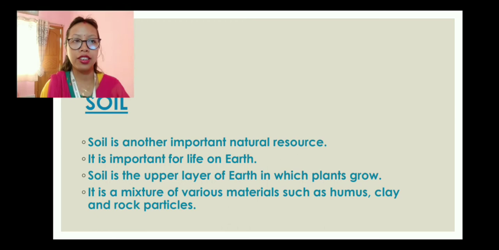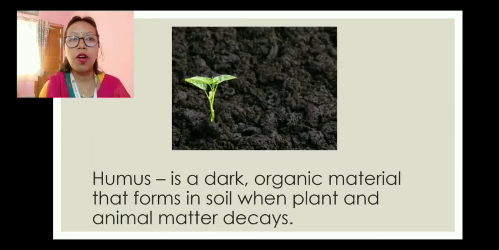Now what is humus? Humus is a dark organic material that forms in soil when plant and animal matter decays. When the leaves of the plants fall down on the ground, one by one they collect and then they decay. After decaying, the nutrients and other materials get dissolved into the soil, and the soil gets nutrients. In the same way, when an animal dies, we don't burn them, right?